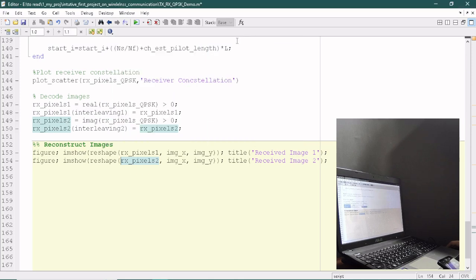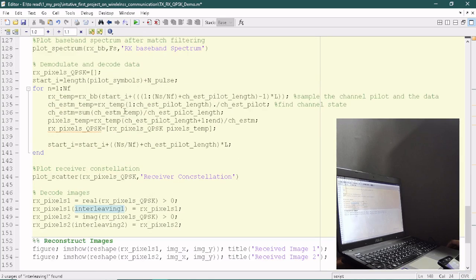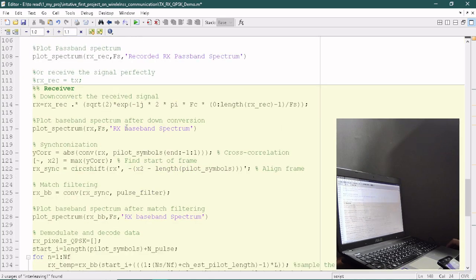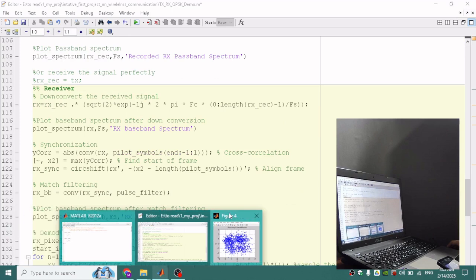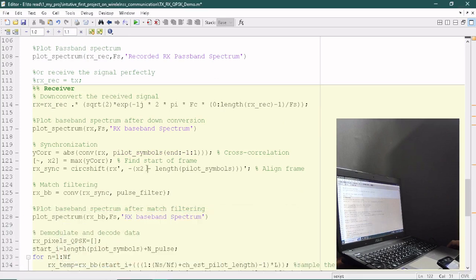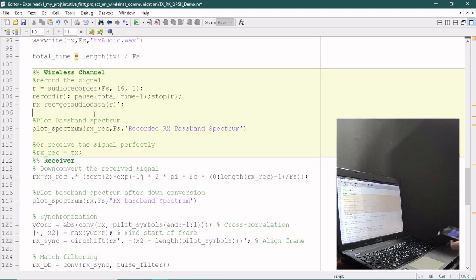Let's start again, and let's receive a very small power signal. So let's close the figures, and let's run this part again. I will put my mobile phone very far away from the mic.